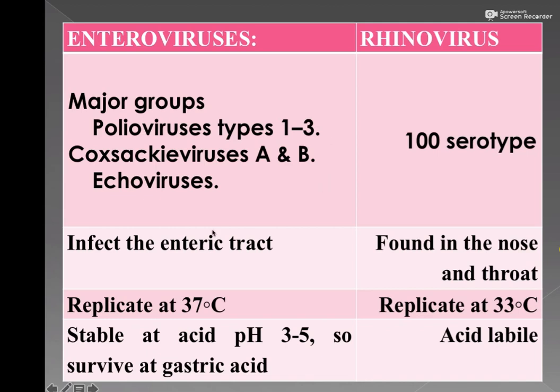So enteroviruses are found only in the GIT, in terms of the mode of transmission, while rhinoviruses are in the nose and upper respiratory tract. Enteroviruses replicate at 37, while rhinoviruses replicate at 33. Enteroviruses are stable at acidic pH, so they can infect the GIT and survive gastric acid, while rhinovirus is acid labile. These are the two main differences: the lower temperature of replication, and being acid labile.